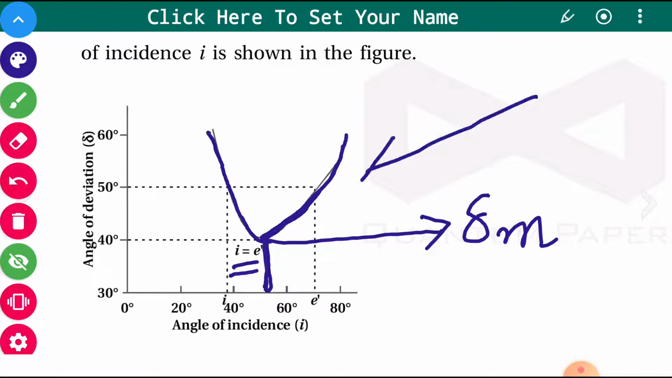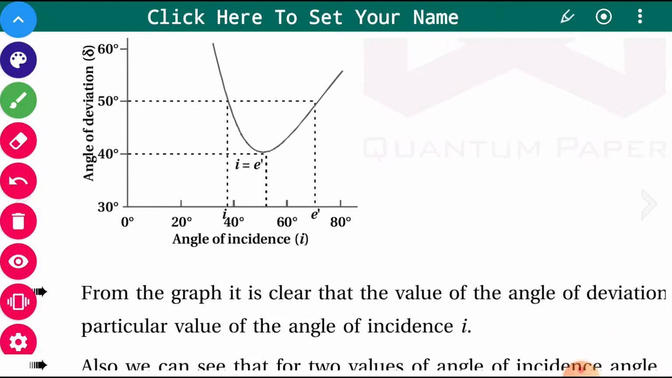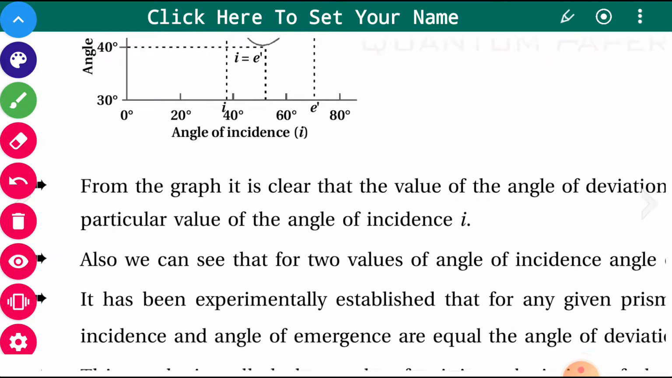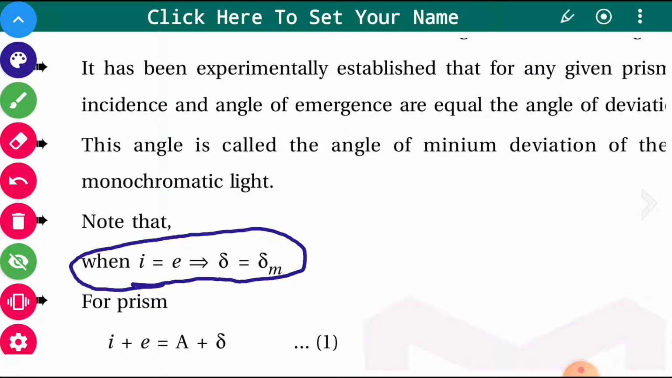This is the graph, and from this graph the theory is explained and the formula for the refractive index is obtained. That is given here. When I is equal to E, at that time delta becomes minimum, and that is called minimum angle of deviation or angle of minimum deviation.